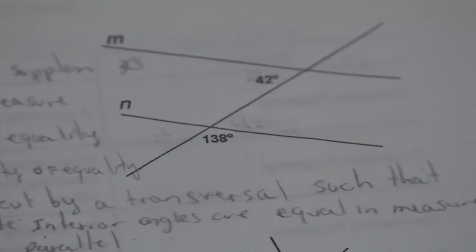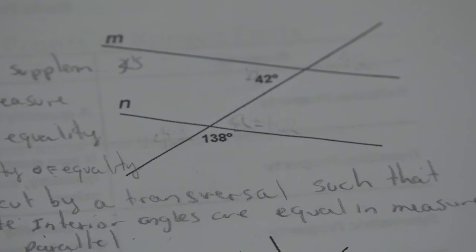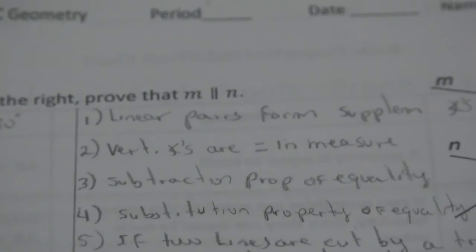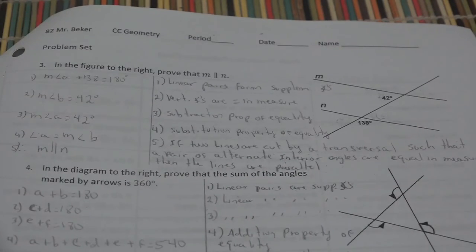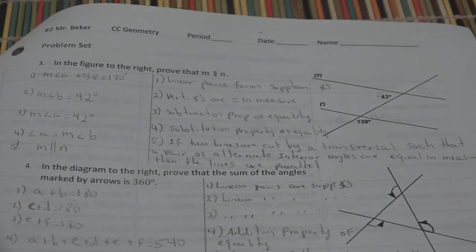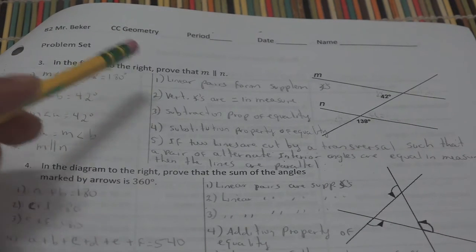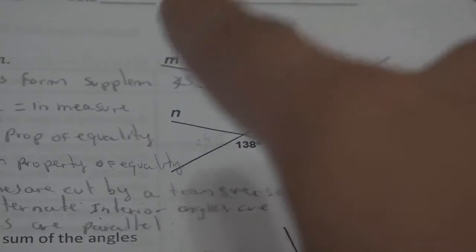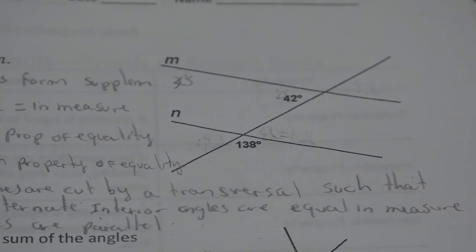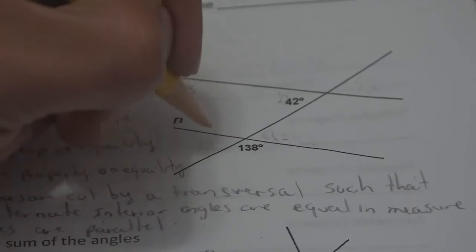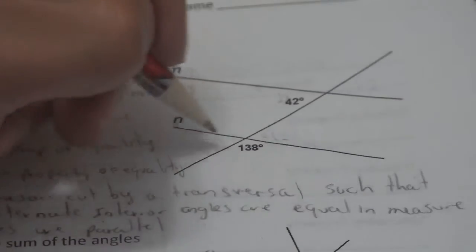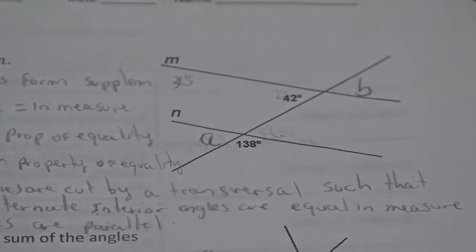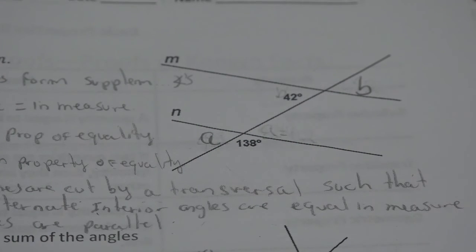Okay. So now let's start over. All right, so we got this problem right here. In the figure to the right, prove that M is parallel to N. So I'm supposed to prove that M is parallel to N. What I'm going to do is draw some reference angles. For example, angle A, and then angle B. Okay, so let's see what's up.